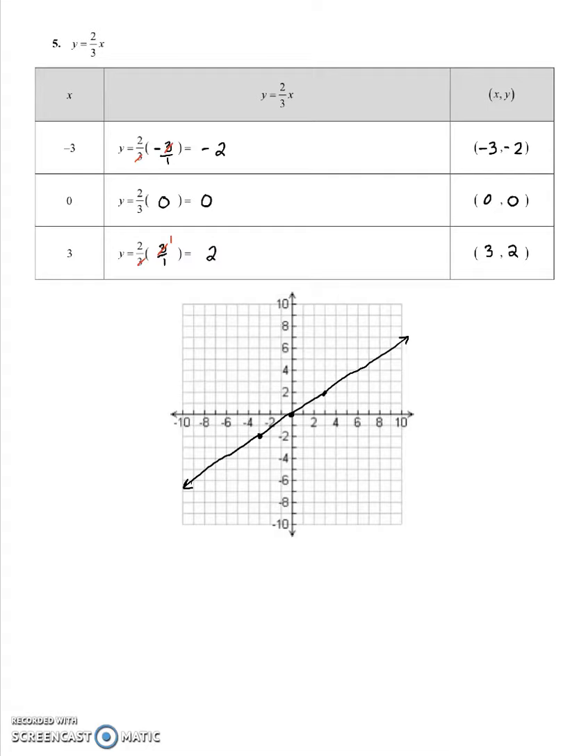So that's all there is to section 3.1. In the next video, we'll tackle section 3.2.